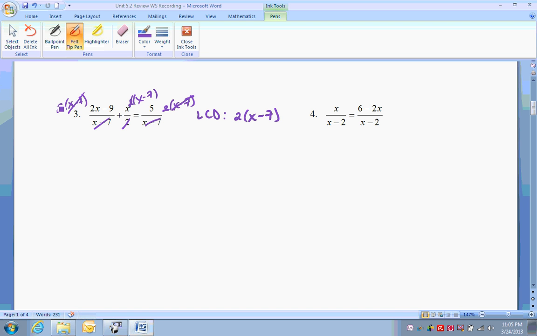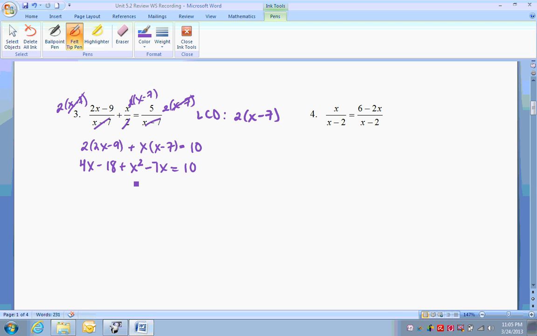And I'm left with 2 times 2x minus 9 plus x times x minus 7 equals 5 times 2, which is 10. Then I'm going to distribute to get rid of my parentheses. So 2 times 2x is 4x. 2 times negative 9 is negative 18. Plus x squared minus 7x equals 10.